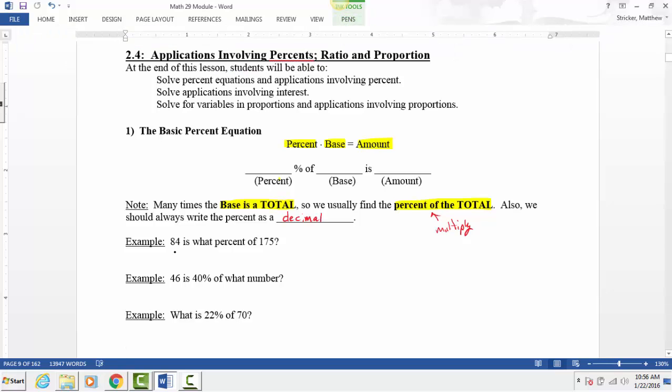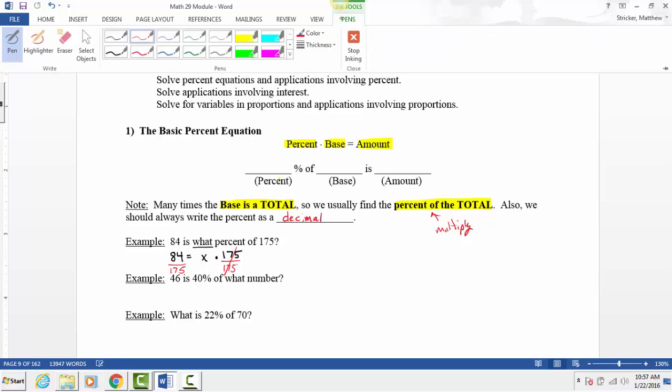It says 84 is, so 84 equals what percent? So we don't know. When we say what, that's the unknown, so that's the variable. What percent of, and of is multiply, 175. So 84 is what percent of 175? Just like usual, we want to solve for x, so we're going to divide both sides by 175 to find out that percent, because that will cancel the 175s.